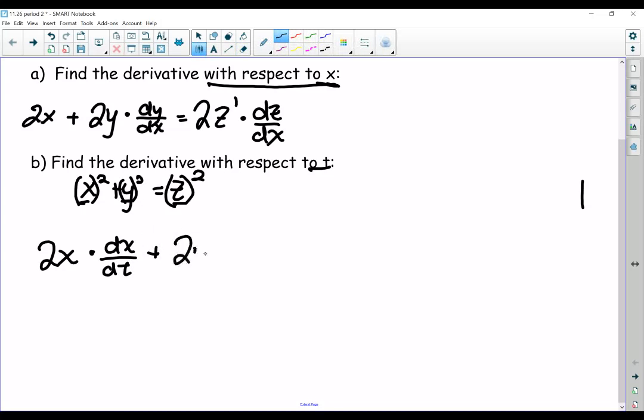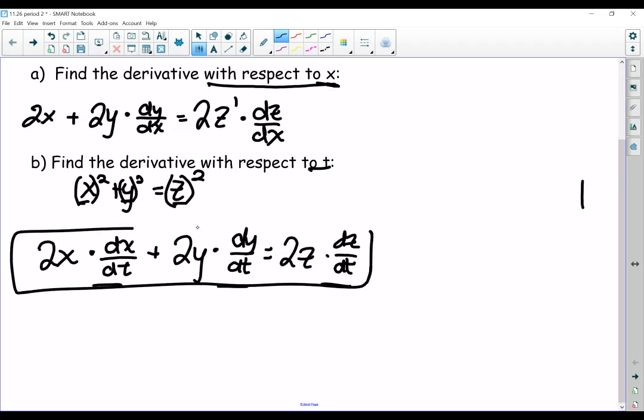Plus 2y times the derivative of y with respect to t, which would be dy/dt, the rate of y with respect to time, equals 2z times dz/dt. Now the whole purpose of taking the derivative here, other than just for practice, is that we end up with an equation, which is a relationship between variables, and this equation relates these rates together. So now what I have is an equation, a relationship between rates.